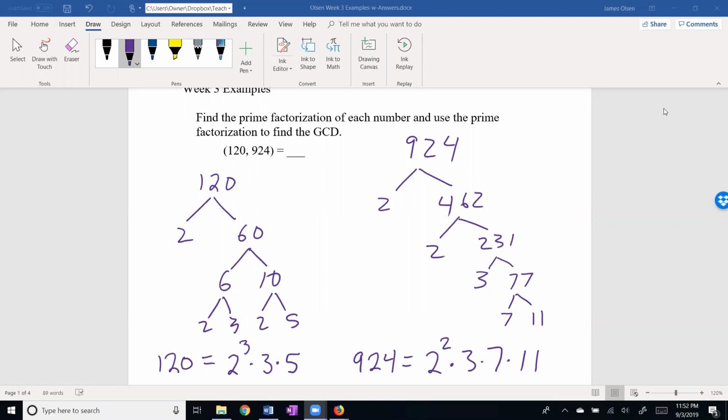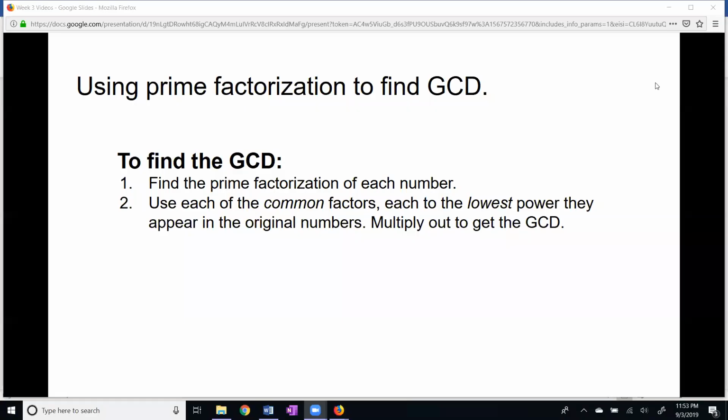Now you might think about how we're going to form the greatest common divisor. Here's how we use prime factorization to find the greatest common divisor. First, find the prime factorization of each number. Use each of the common factors, each to the lowest power they appear in the original numbers. Multiply out to get the GCD. I highly recommend you write this down. Now let's go back to our example.